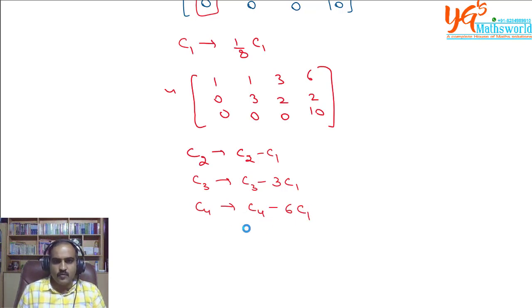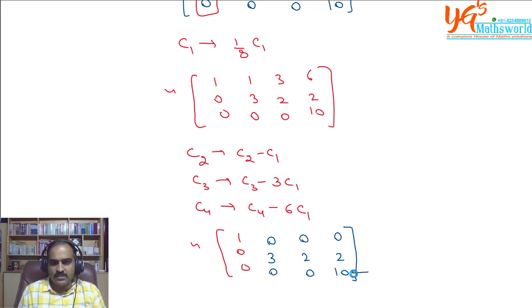Okay, so what I got now will be 1 0 and 0. So the next value will be what? 1 minus 1, that will be 0. 3 minus 0, 3. 0 minus 0, 0. Now 3 minus 3, 0. 2 minus 0, 2. 0 minus 0, 0. 6 minus 6, 0. 2 minus 0, 2 and 10.